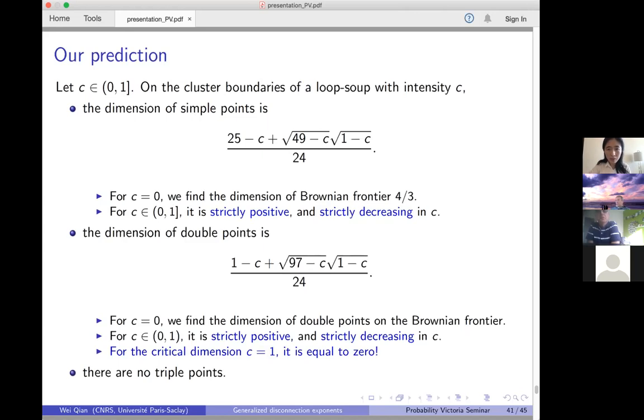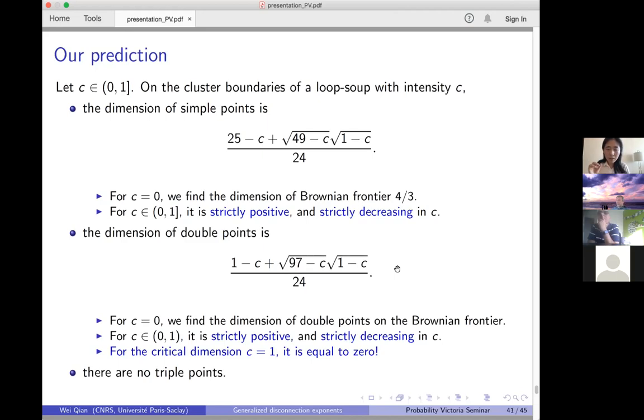So it coincides with our earlier intuition that the bigger C is, the less loops you have that touch the boundary. And the dimension of double point is given by the second formula. Also for C equal to 0, this is the same as the dimension of double points on the Brownian frontier. And for C between 0 and 1, this is strictly positive and strictly decreasing in C.